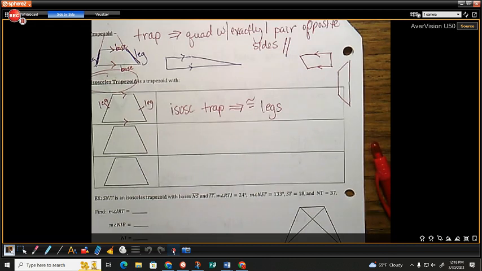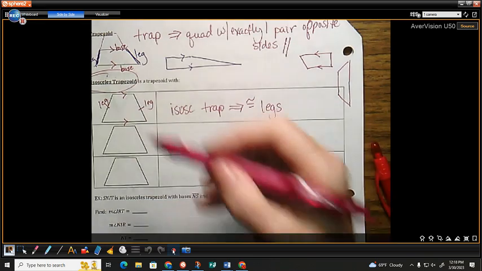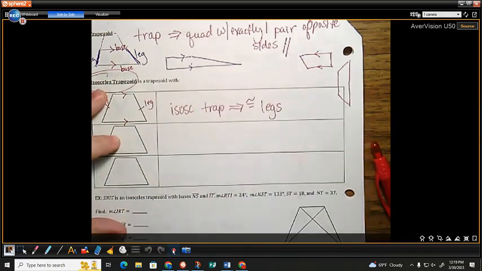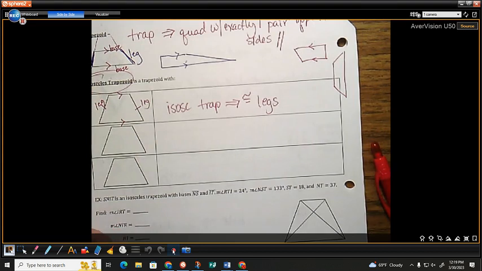Can the bases ever be congruent? No, because remember, if the bases were congruent, then you had a set of sides that's both parallel and congruent. And what does that imply? Parallelogram. So only the legs get to be congruent, never the bases.